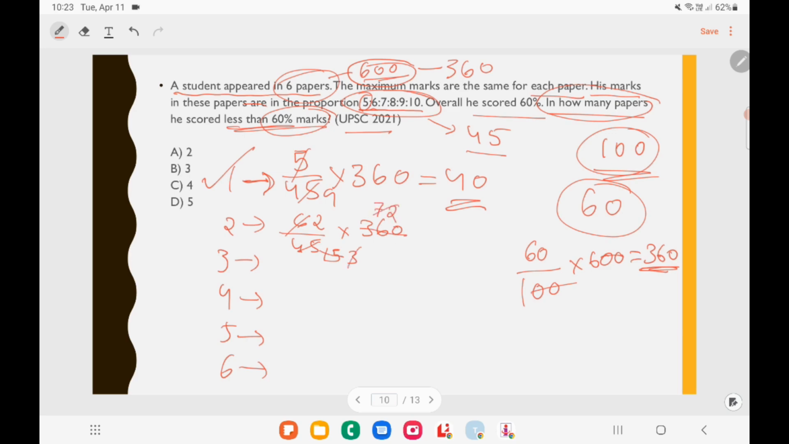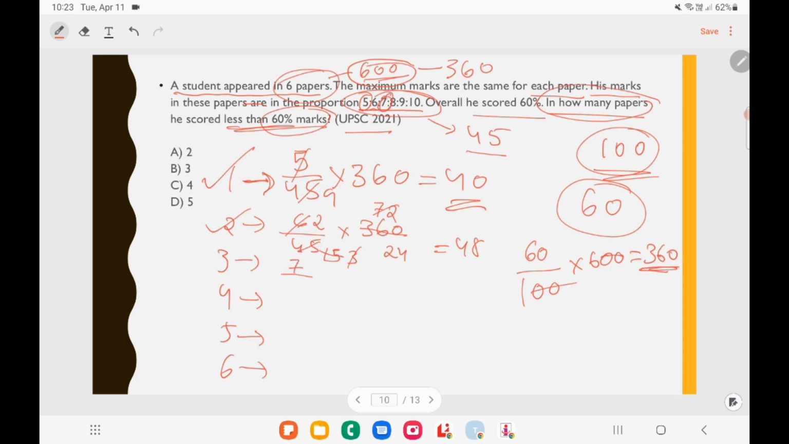Now 72 by 3 is 24. So 24 into 2 is 48. Again it is less than 60. Now if you are taking the third subject, it is called 7, right? So the ratio is 7.